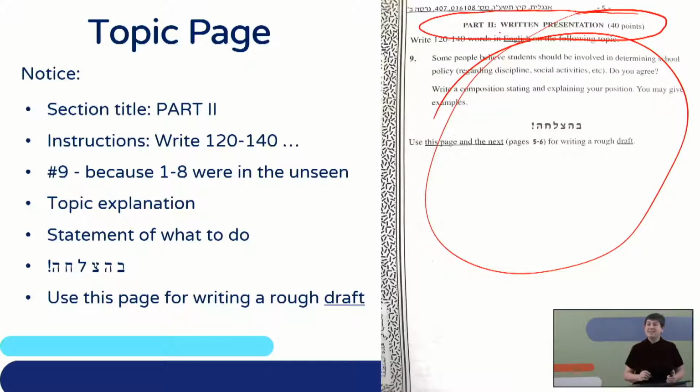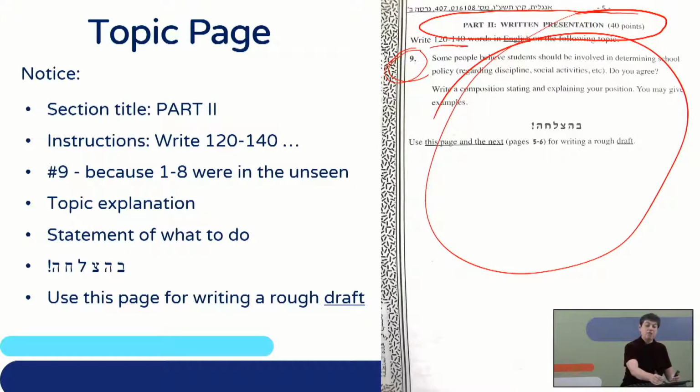We've got at the beginning that it says it's part 2. This is the written presentation. It says that it's question number 9. That's sometimes confusing if we look at it at the beginning, but questions 1 through 8 were the unseen. So this is question 9, even though it's a whole big essay.